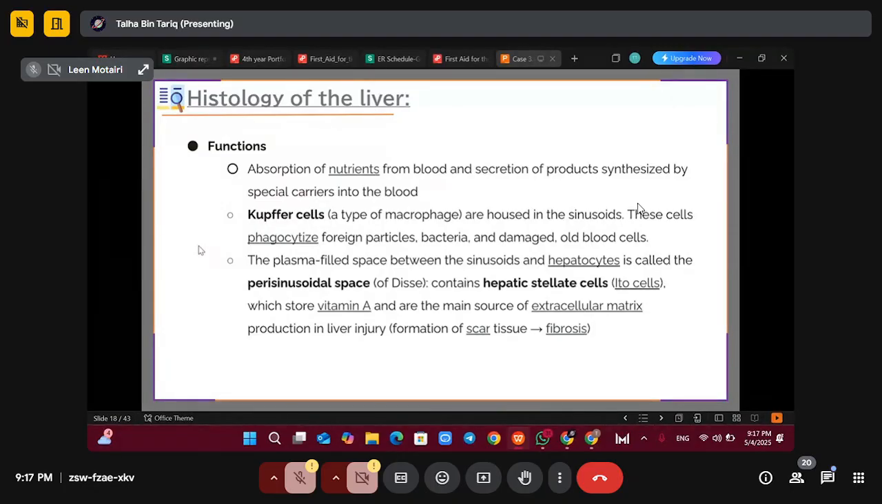And as I said, the plasma filled space is the space of Disse, or the perisinusoidal space. You can call it by the two names, and they have the stellate cells or the ito cells, which store vitamin A, and they are the main source of extracellular matrix production in liver injury, in the formation of scar tissue during fibrosis.